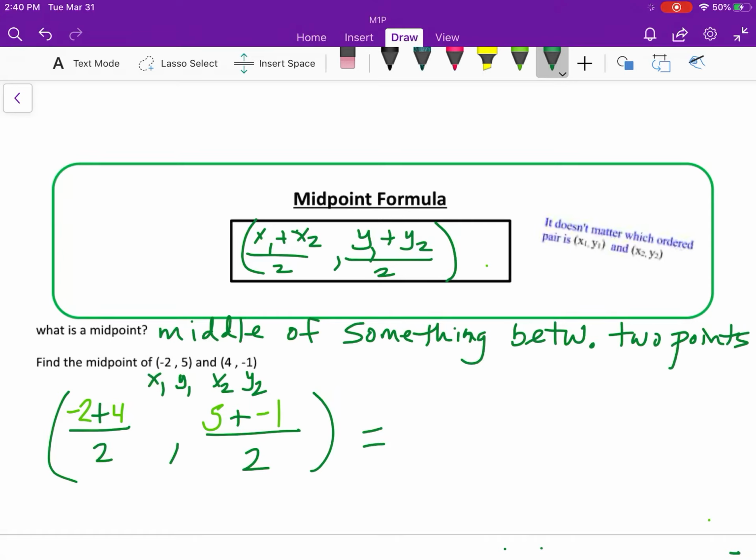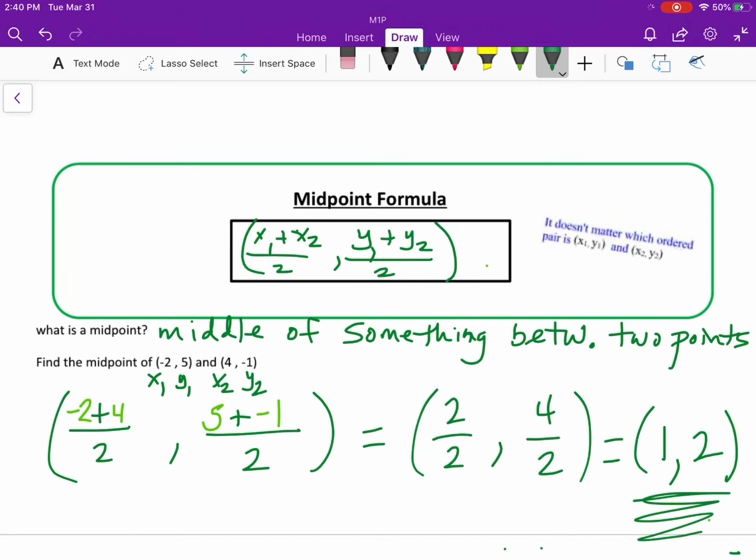Can do it on the calculator. -2 plus 4 is 2 over 2. 5 plus -1 is 4 over 2. Simplify, 2 divided by 2 is 1, 4 divided by 2 is 2, and there's your midpoint. So that's pretty simple also.